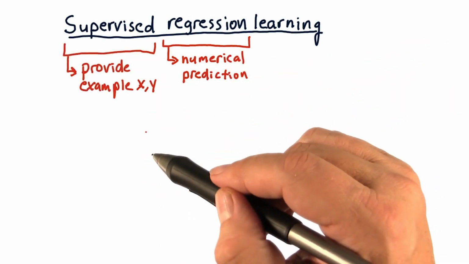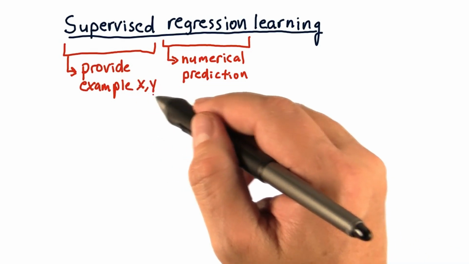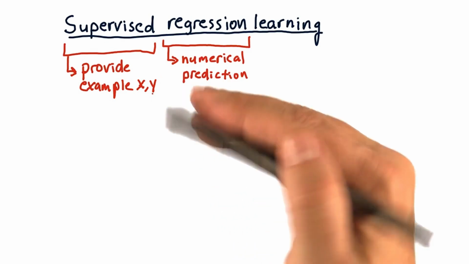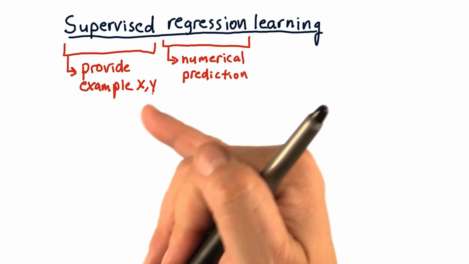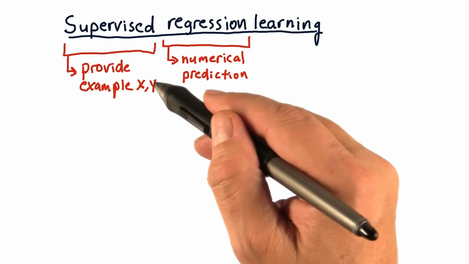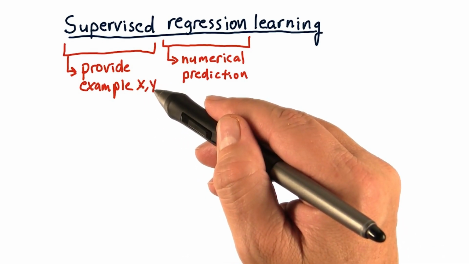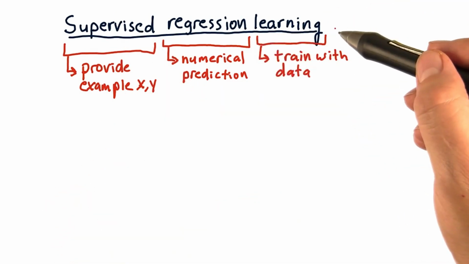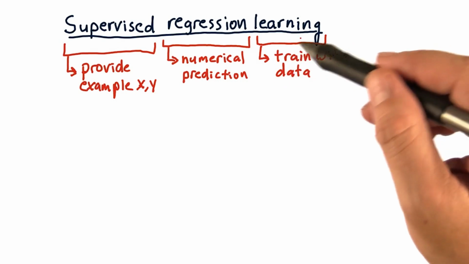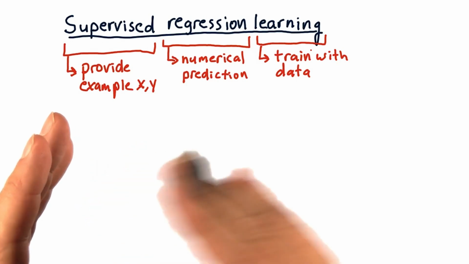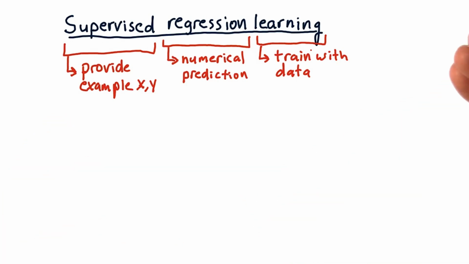Supervised means that we show the machine the X and also, if you will, the correct answer Y. In fact, we show the machine many examples of X and Y, and that's how it learns, okay, when I see this X, this is the Y that's associated with it. That's the supervised component. Finally, when we say learning, what we mean is we are training with data. In this class, we're taking historical stock data and training the system to make a prediction about the future, usually about price.